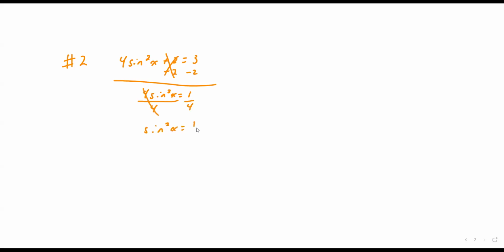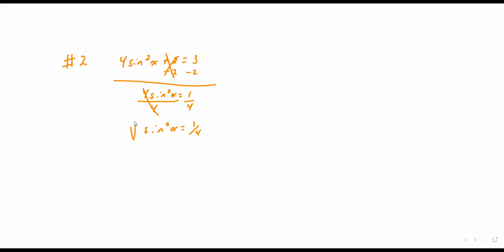All right, let's look at another one. Let's look at number 2. This one says 4 sine squared x plus 2 equals 3. So again, one trig function. I'm just going to isolate it. So I'm going to subtract 2 on both sides. So I get 4 sine squared x equals 1. Divide by 4. So I get sine squared x equals 1/4.